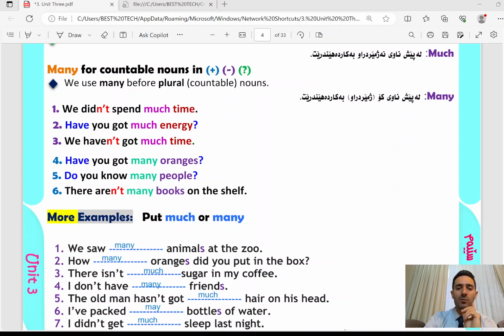In the last one I have used many, because the word time is uncountable and the word book is a countable noun.